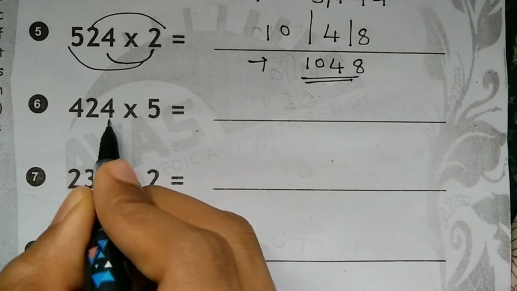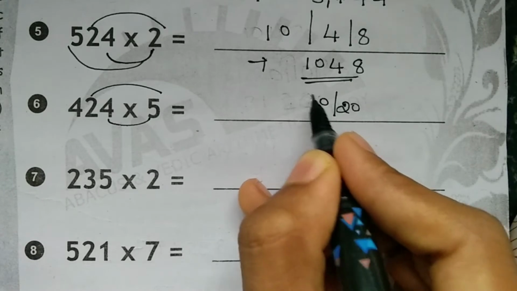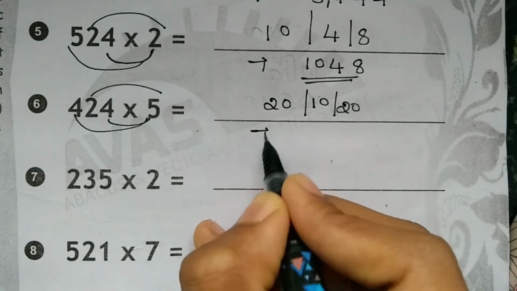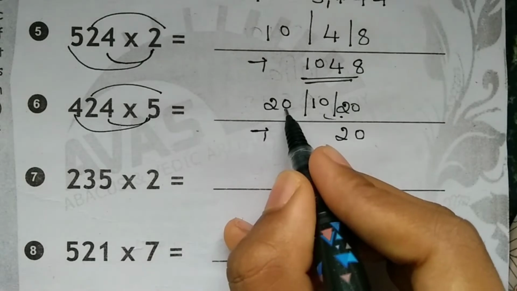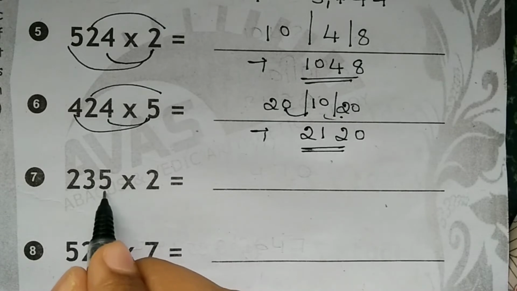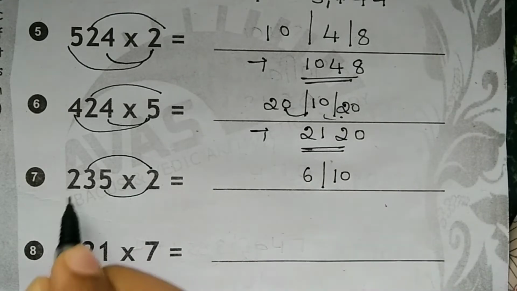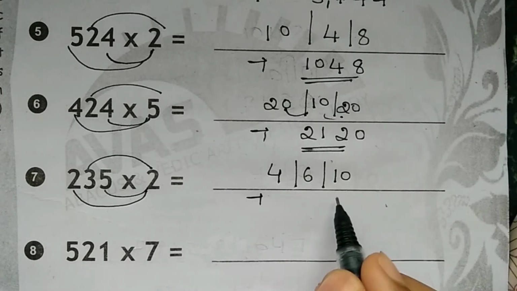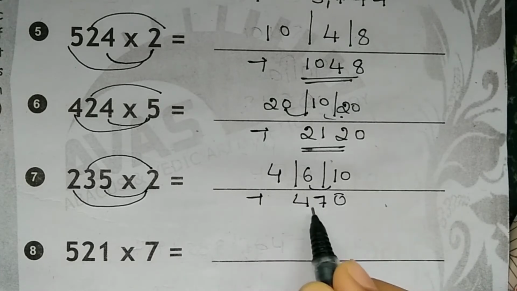Sixth one, 424 into 5. 4 and 5 is 20, 2 and 5 is 10, and 4 and 5 is 20. Then last digit 0, then 2 and 0 is 2, 1 and 0 is 1, 2 as it is, 2120. Next problem, 5 is multiplied with 2 is 10, then 3 and 2, that is 6, and 2 and 2 is 4. The final answer is last digit 0, and 6 plus 1 is 7, and 470.